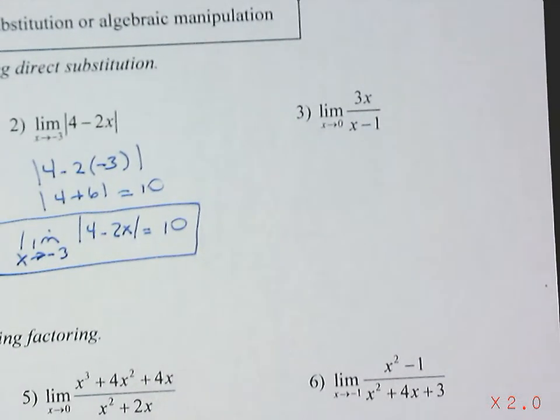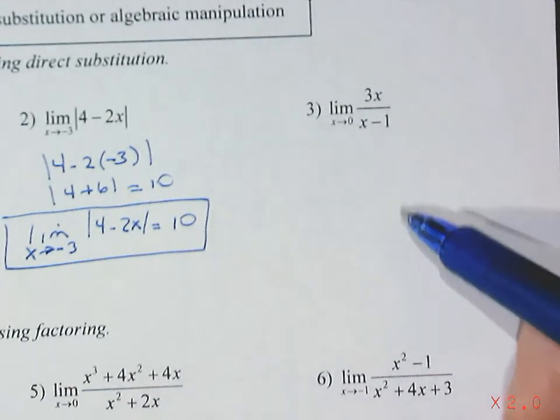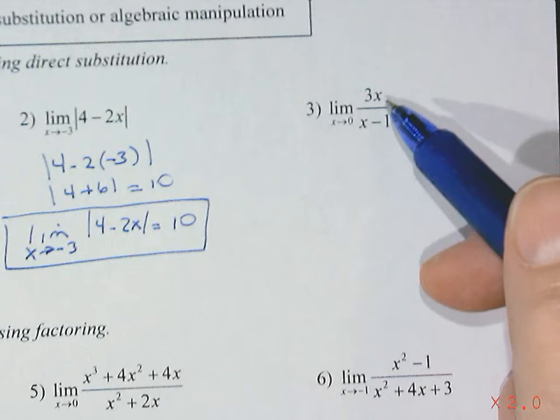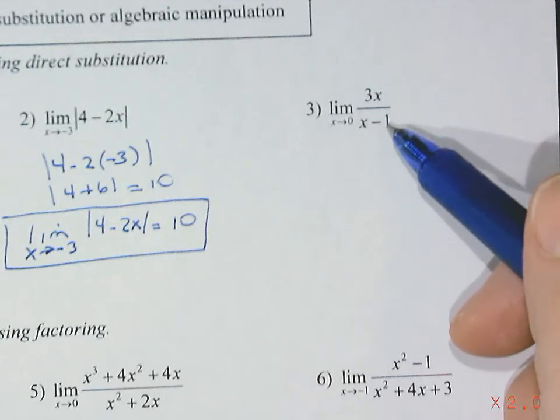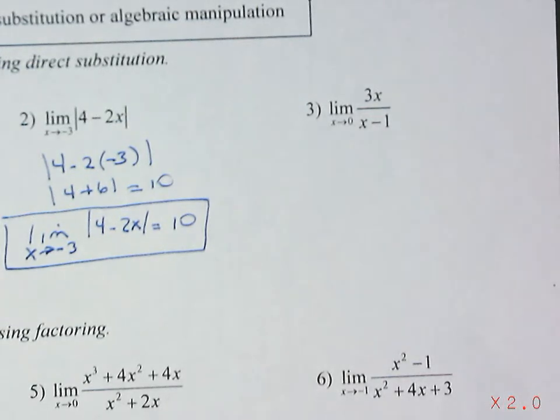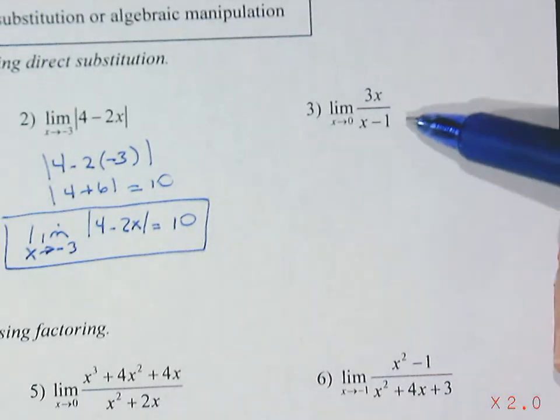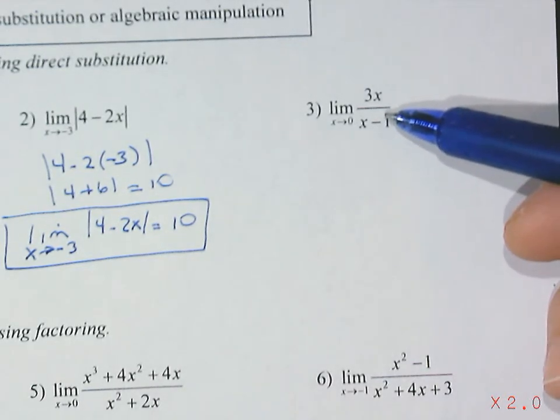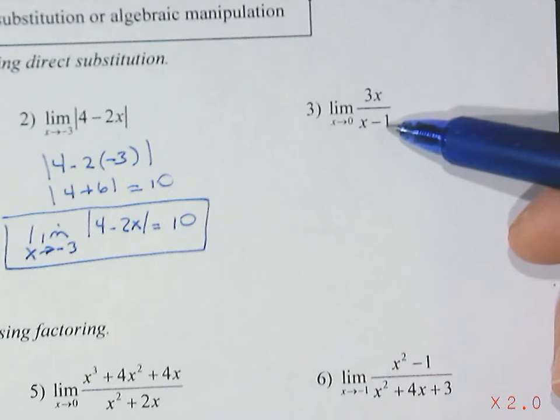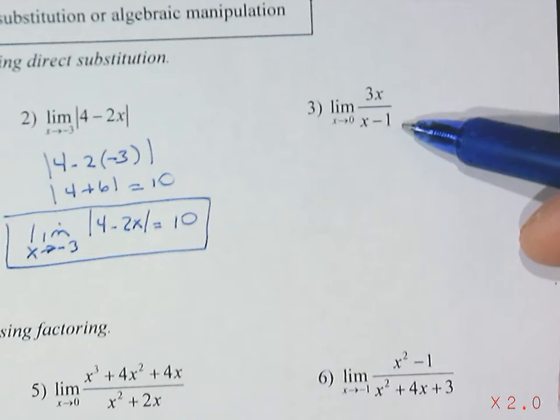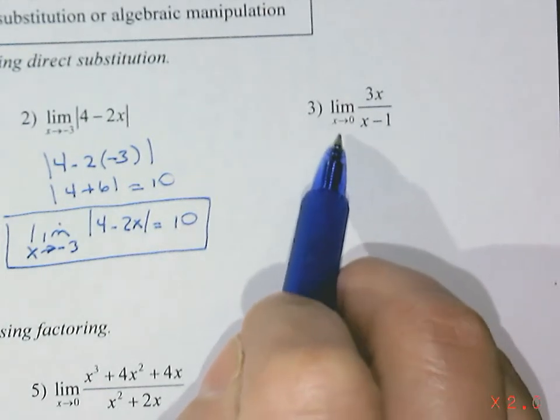And my last function using direct substitution is a rational function, 3x divided by x minus 1. And from Algebra 2, you should start to recognize these shapes and what they are. This is a rational function. The domain is going to be all real numbers except for 1. So this function is not continuous at 1. It will be continuous at 0.